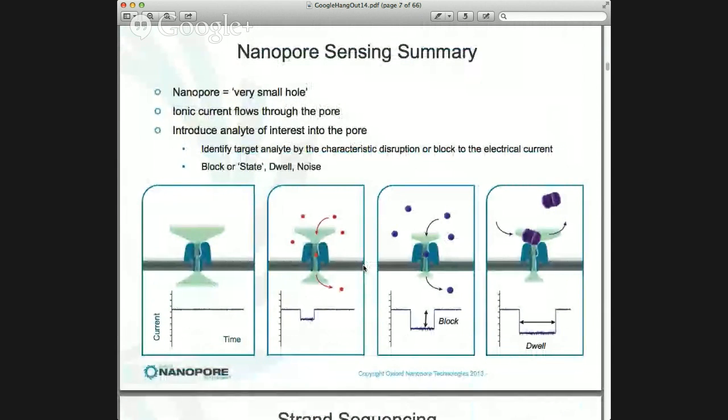Now, what is nanopore sensing? Well, the nanopore is just a very small hole. And that hole is, as shown here, we use proteins. Just to point out, we also do solid-state nanopore research in the background. We don't talk about that much yet. But for the most part, our products are based on protein nanopores.